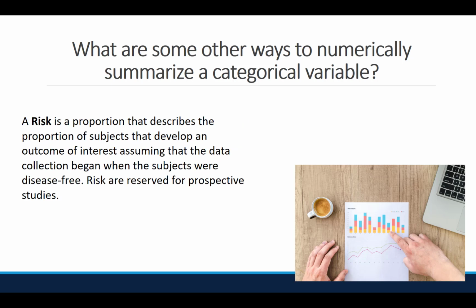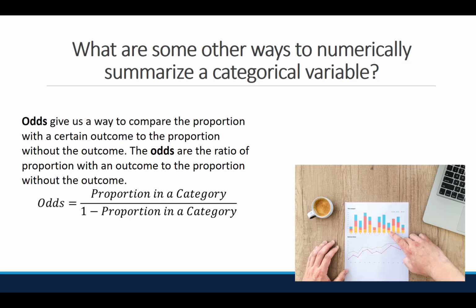A risk is a proportion that describes the proportion of subjects that develop an outcome of interest, assuming that the data collection began when the subjects were disease-free. Risks are reserved for prospective studies. Odds give us a way to compare the proportion with a certain outcome to the proportion without the outcome. The odds are the ratio of the proportion with an outcome to the proportion without the outcome.